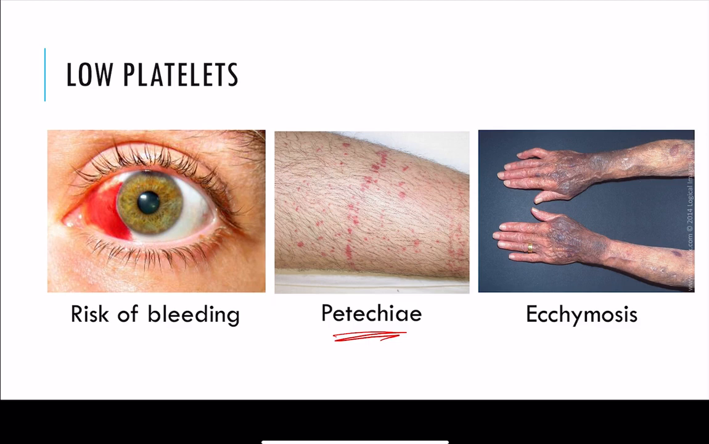The third clinical evidence is ecchymosis, or bleeding under the skin, where you can see that evidence that they have had frequent bleeds.